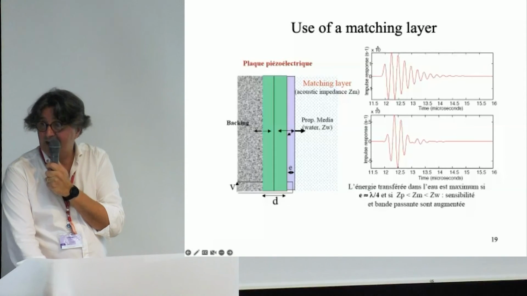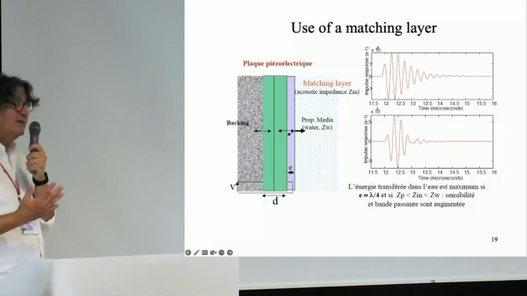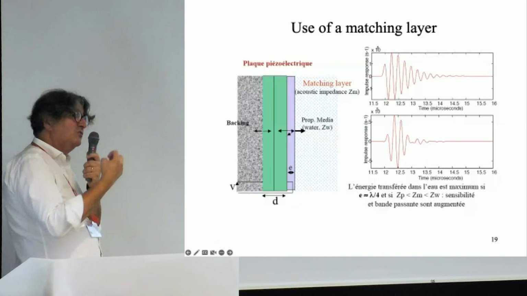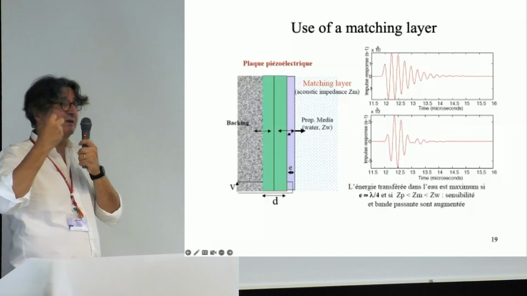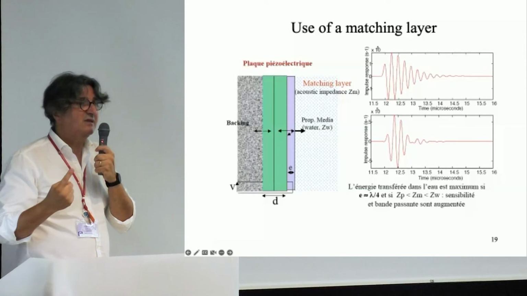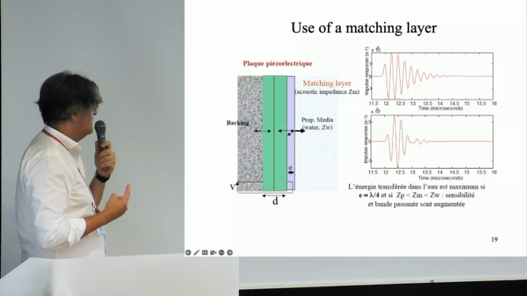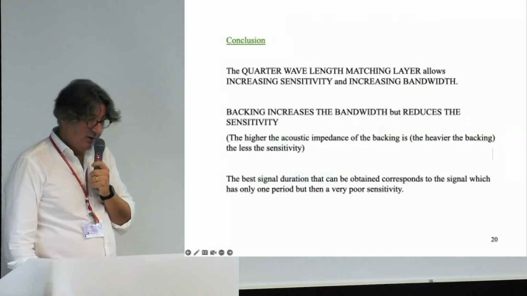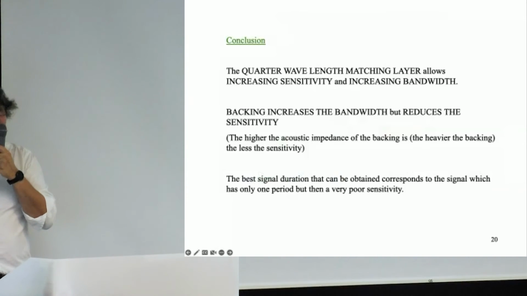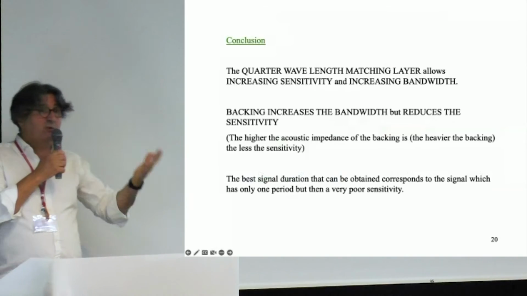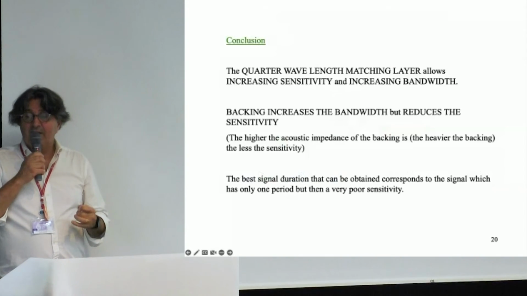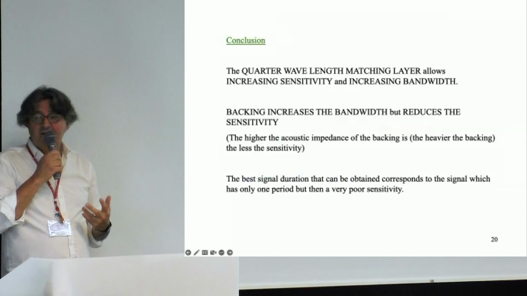The amplitude of the signal is improved, and you have won on the sensitivity because you have caught some energy that would go into the backing and put it in the front face. So you improve both the bandwidth and the sensitivity of the transducer. This is one of the major effects of the matching layer. So in conclusion, a quarter wavelength matching layer increases the sensitivity and the bandwidth of the transducer, while the backing increases the bandwidth but reduces the sensitivity.